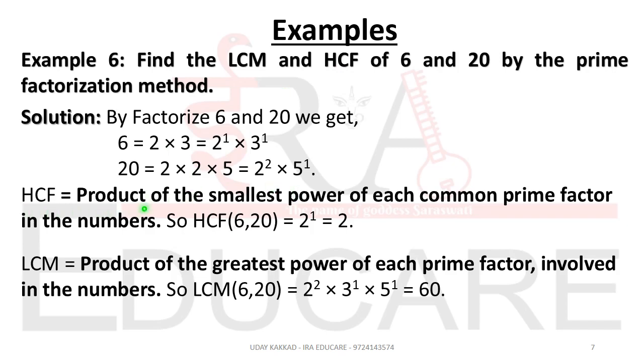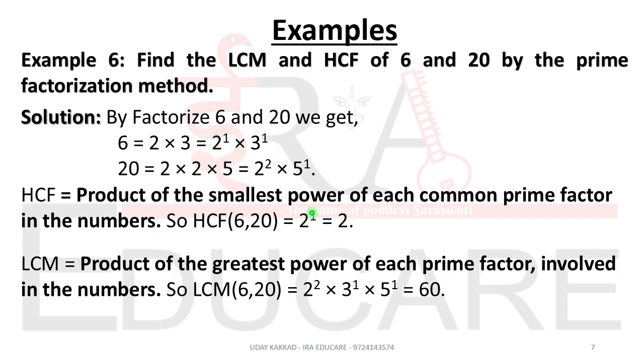In HCF, we take the product of the smallest powers, and LCM is the product of the greatest powers. Remember this, okay? In HCF you consider only the common prime factors, and in LCM you consider each prime factor, meaning you have to consider all the factors like 2, 3 and 5. But in HCF, which are the common? In both, 2 is the common and the lowest power is 2 raised to 1. So that's why we consider 2 raised to 1.